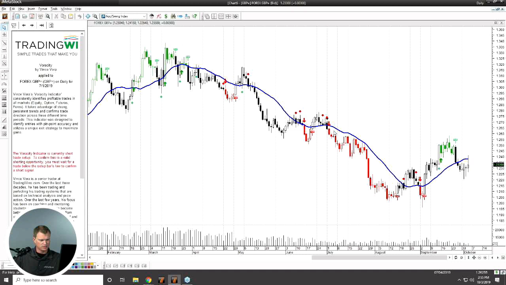And again, this is just a 20-period simple moving average. That is something that he does talk about a lot, to pay attention to this. And you can see the slope of the trend. Just a great way to take advantage of those large moves in the market.